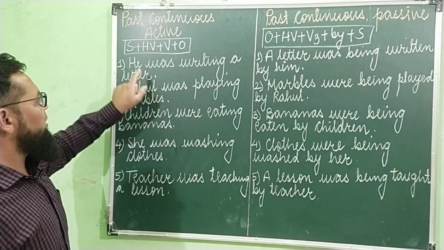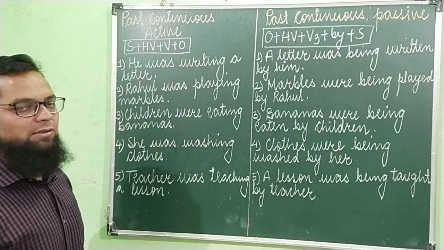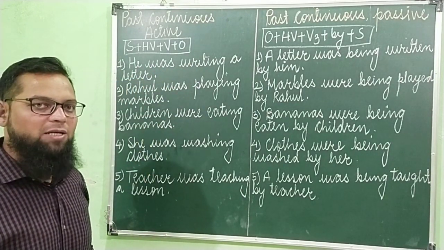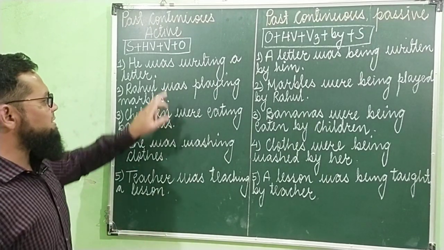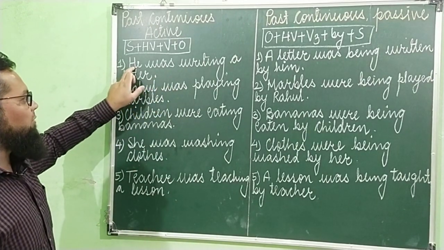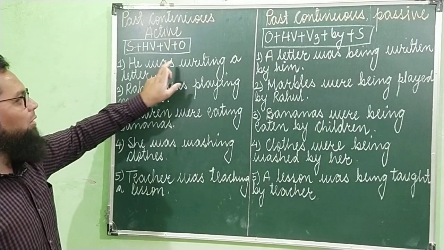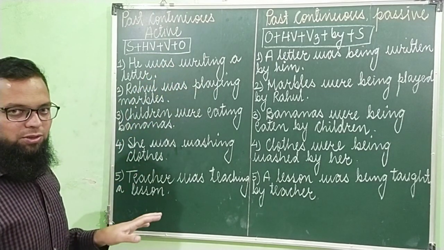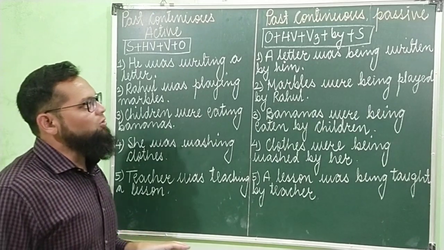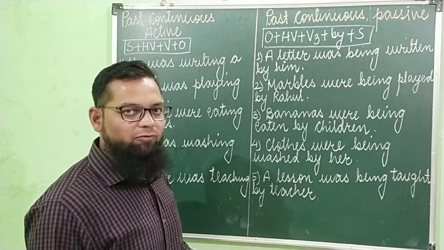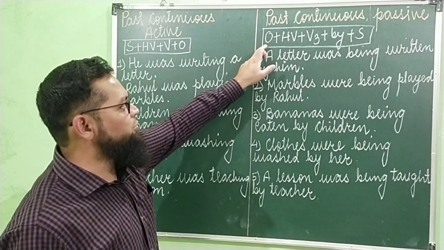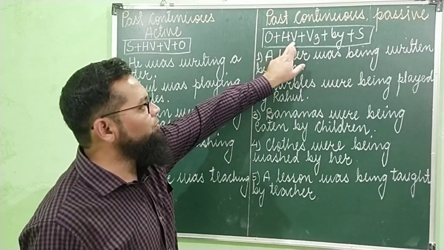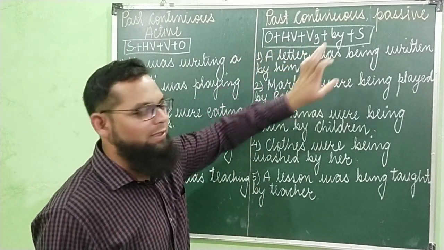First example, he was writing a letter. Now this is the example of past continuous tense. What is the subject in the sentence? He. Was is helping verb, writing is ing form of the verb and a letter is object. According to the equation of passive voice, what are we supposed to use at the beginning? Object, followed by the helping verb, then verb in third form, then by, then subject.